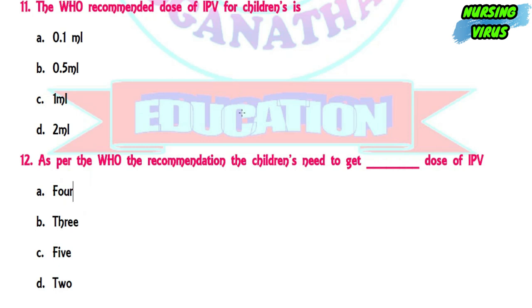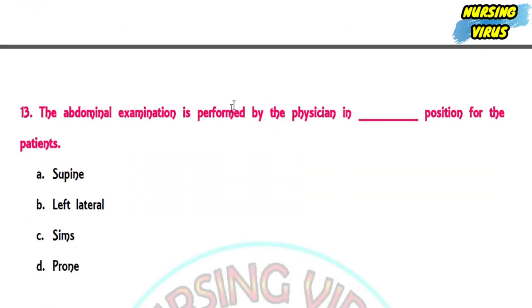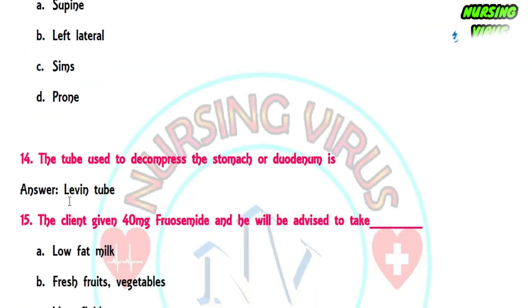The next question will be, the abdominal examination is performed by the physician with the patient in which position? Either supine position, left lateral, Sims or prone. Everyone knows that. The abdominal examination can be clearly done by making the person lie in the supine position. The next question, the tube used to decompress the stomach or the duodenum is Levin's tube.